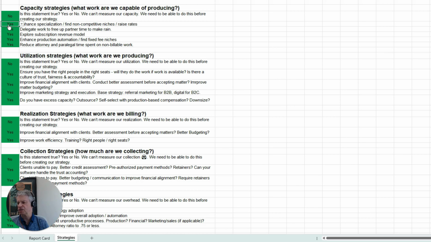Then the rest of these are marked as yes by default. That means that you want to consider that strategy. But if it's like, no, we're not going to do that, that doesn't apply to us, you just put no in here and the spreadsheet will blank out that cell. So you just go down and type yes or no to each one, and that will tailor this list to your needs. So that's how you use this thing.